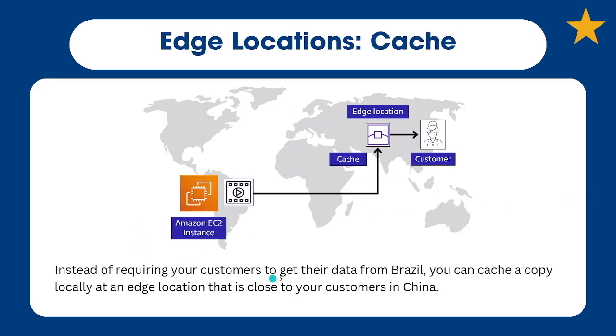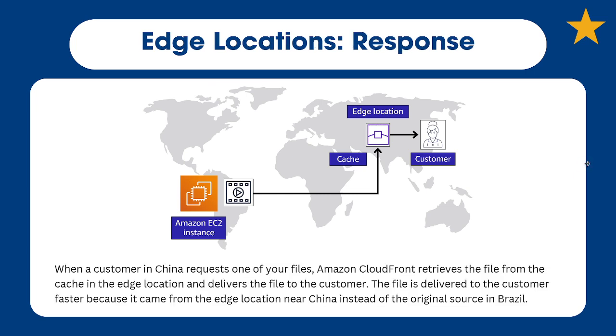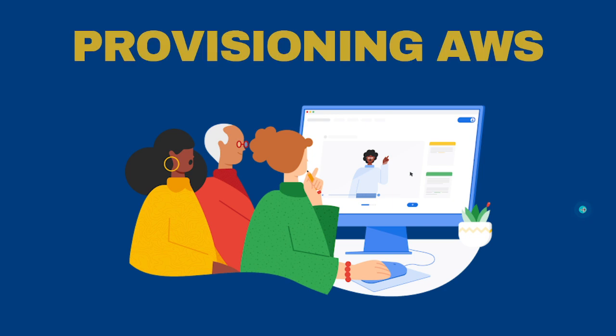So instead of requiring your customers to get their data from Brazil, you can cache a copy locally at the edge location that is close to customers in China. So when a customer in China requests one of your files, CloudFront's going to retrieve the file from the edge location. That's the cache, right? That's the temporary storage of the data, and it's going to deliver the file to the customer. Because it's way closer, it's going to be a lot faster.